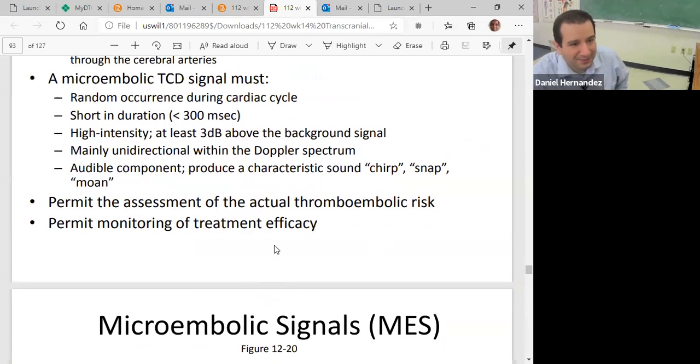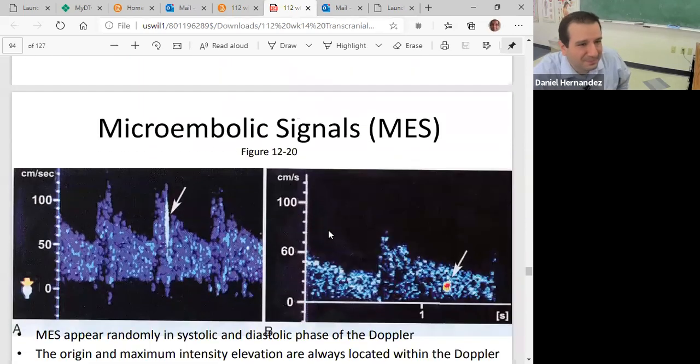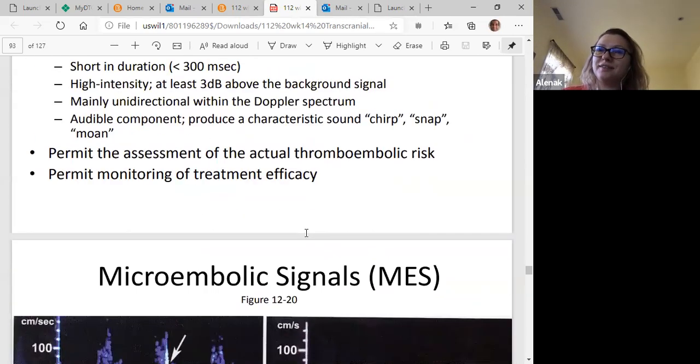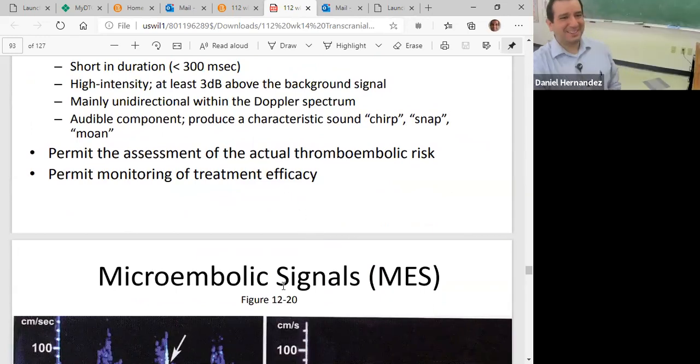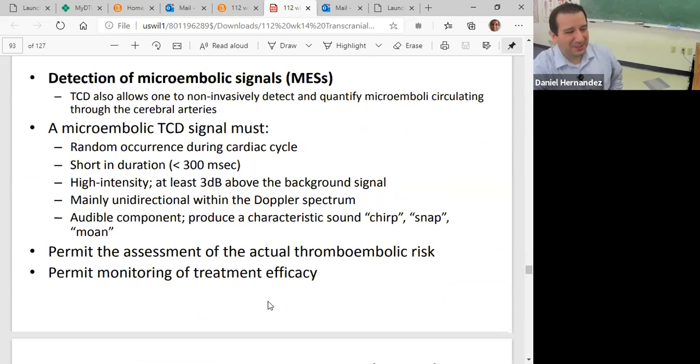Effectiveness. Why would you write that? Effectiveness. So it permits monitoring of treatment effectiveness. Efficacy? Efficacy. I can't even. Yeah, it's effectiveness. How effective is your treatment?